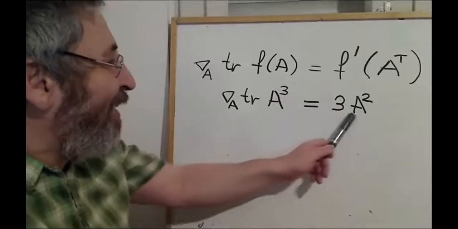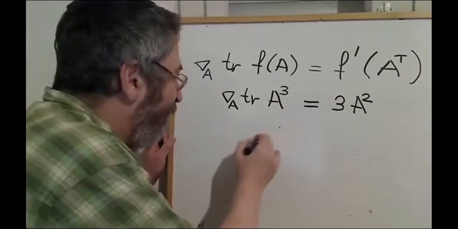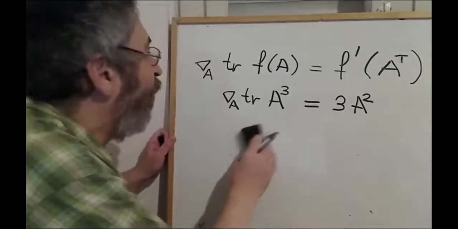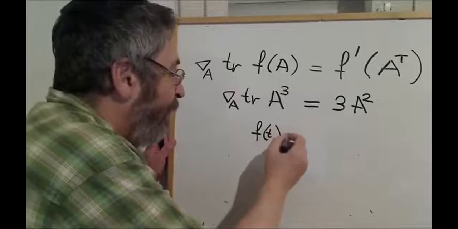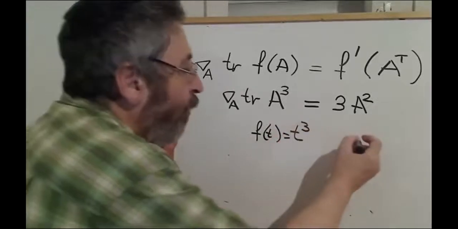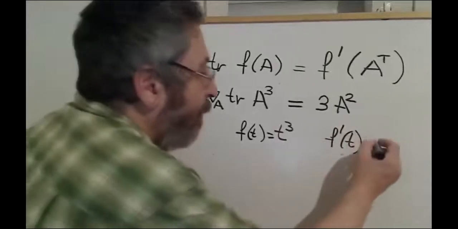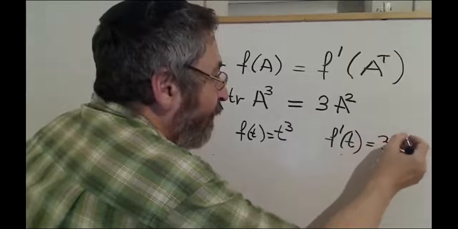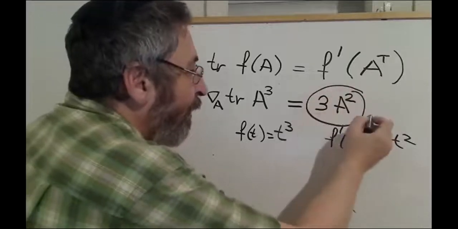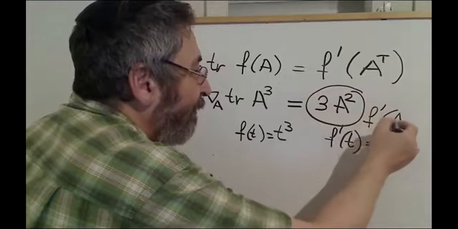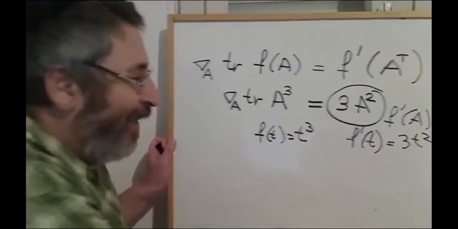Okay, so we have this relation. If I have a function f of t, where t is a scalar, f of t is t cube. What is f prime of t? It's 3 times t square. Do you see that what I have here is f prime of a? Okay, good. This is the very basic thing.